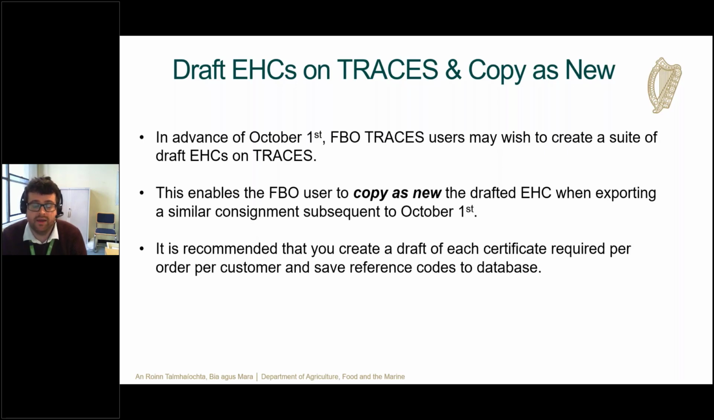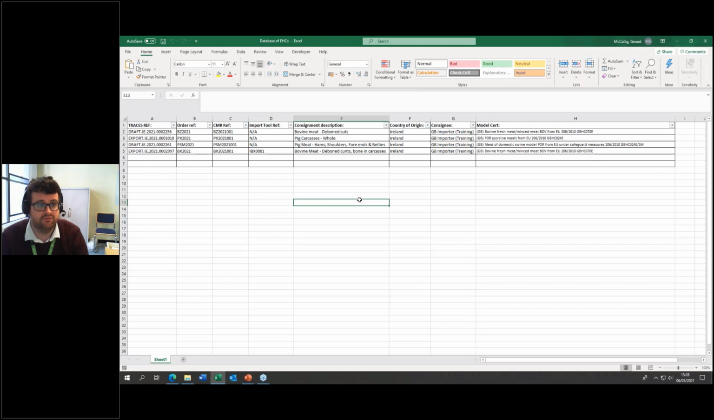So what I've recommended and what I've done for myself here, just for the purposes of training, is I have created these draft consignments, created a database for myself that I have listed all of these EHCs so that when I want to create a certificate in future that has a consignment, I can go to my database. This is the database I've created for myself. I can look here and go, okay, my order reference is X.